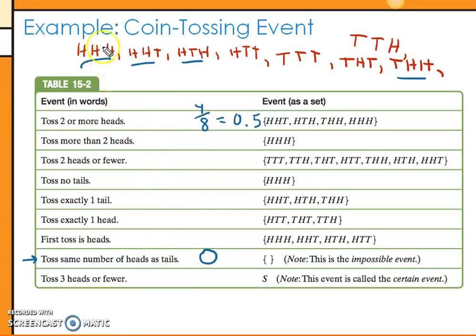And then toss 3 heads or fewer. Here's an interesting one. You're always going to get 3 or fewer. You could get 3, you could get 2, you could get 1, you could get none. So that one looks like the whole sample space. If we were trying to do probability, the chance that would happen is all 8 out of 8 outcomes, so it's a probability of 1. Something that is certain to happen has a probability of 1, and something that's impossible has a probability of 0. You can't have anything less than 0 or bigger than 1. This is a 0% chance, and this is a 100% chance.